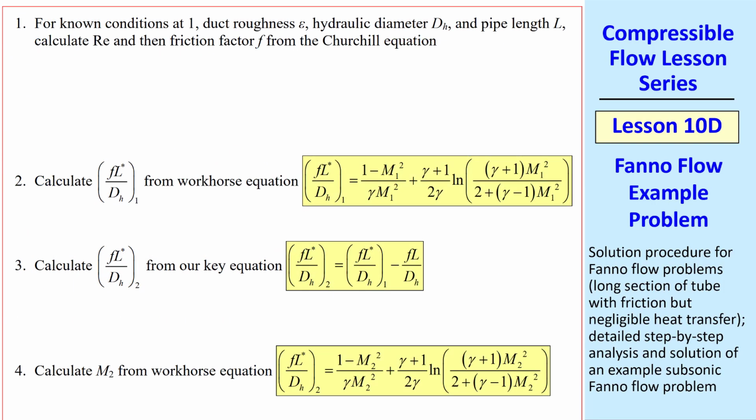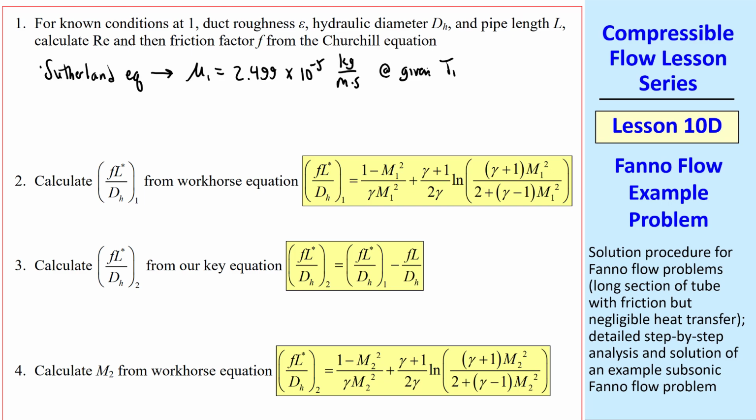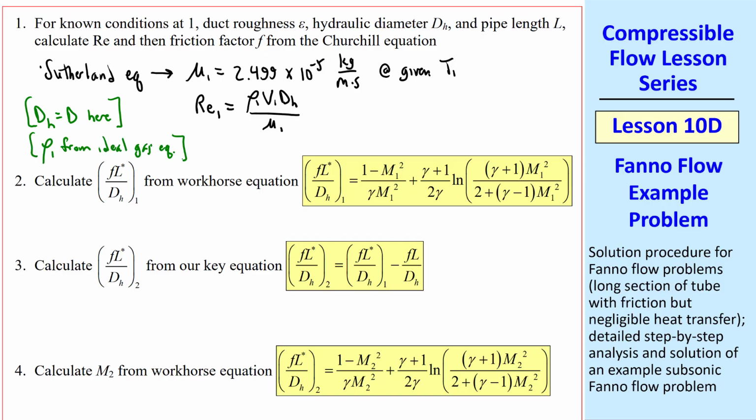First, we need to calculate Reynolds number. So from the Sutherland equation, I calculate viscosity, mu, at state 1 at the given value of T1, from which Re1, the Reynolds number, is ρ1 V1 dH over mu1. In this problem, since the pipe is round, dH is just the diameter of the pipe, and we get ρ1 from the ideal gas equation. Thus we can calculate the Reynolds number.